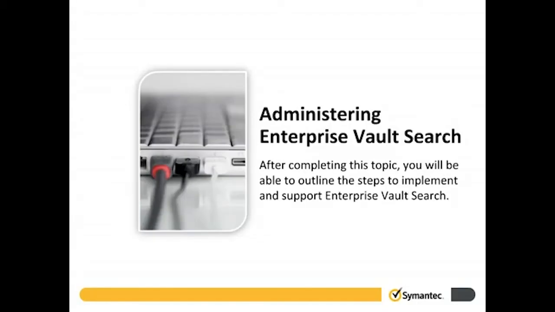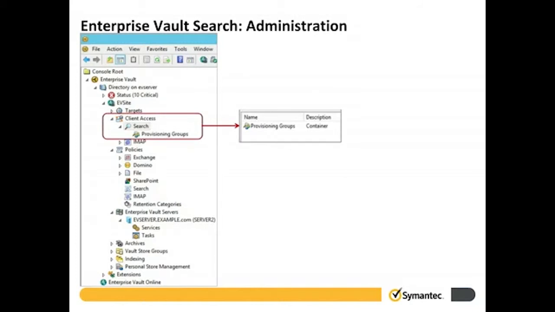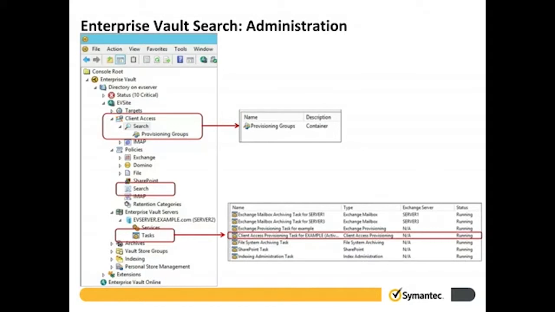In the Administering Enterprise Vault Search topic, you learn how to implement and support Enterprise Vault Search. Let's see how these new components help to configure Enterprise Vault Search. Under Client Access Search, a new Provisioning Groups option is available. Under Policies, there is a new Search policy, and under Tasks, there is a new Client Access Provisioning task.